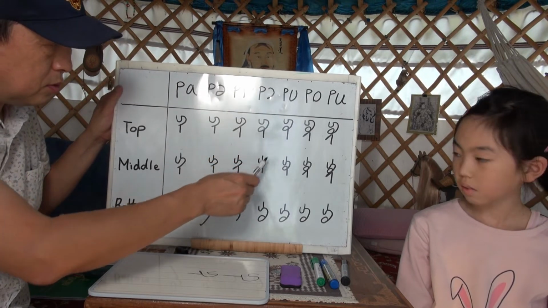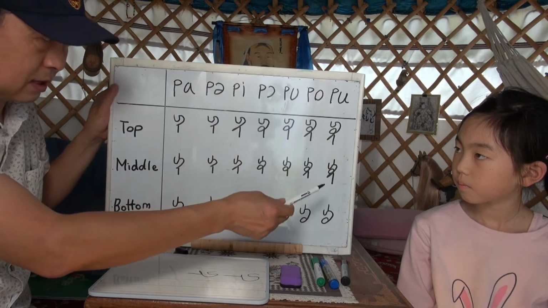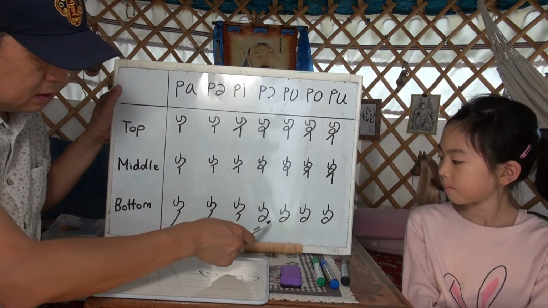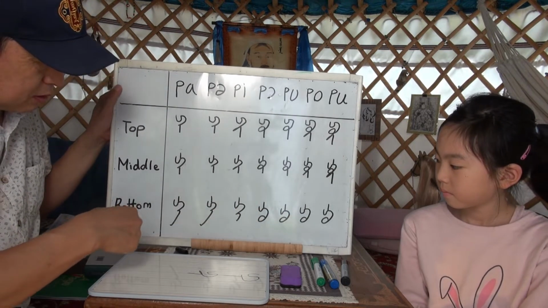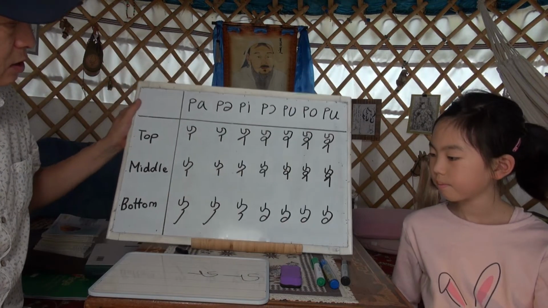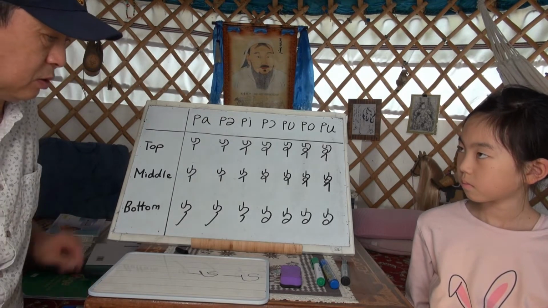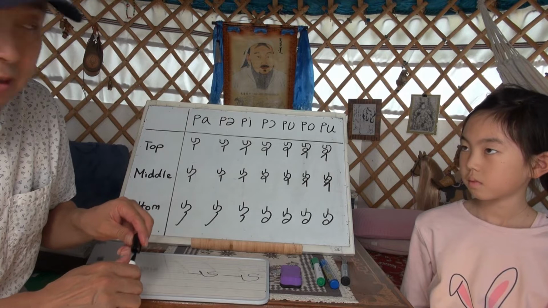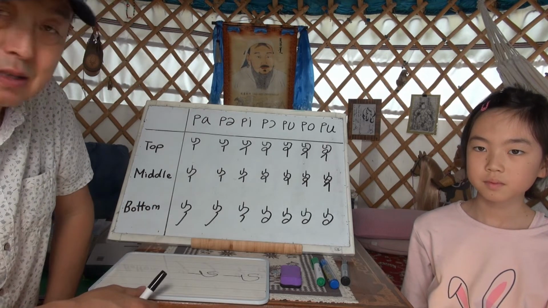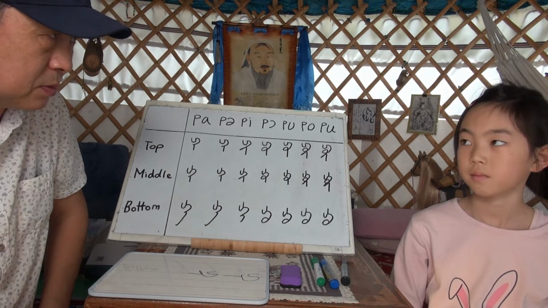Po and Po look exactly the same. And then the bottom shape, or the final shape, is all the same. In Mongolian words, there are not many words using these letters. Mostly, this is for foreign words or foreign names, such as people's names.